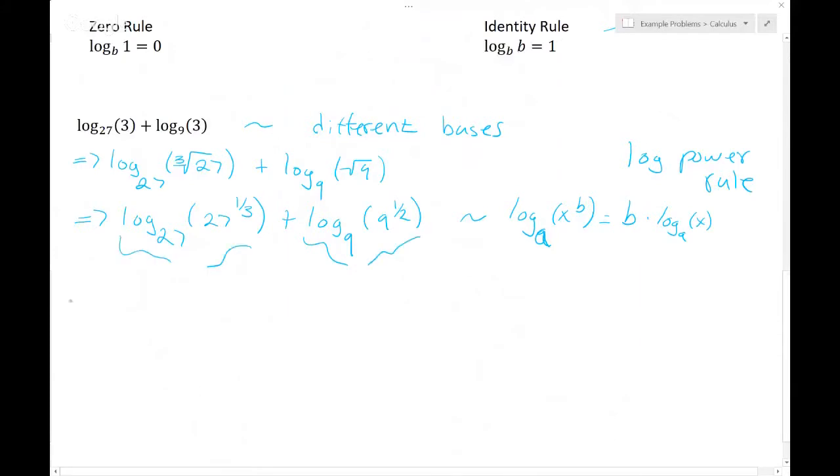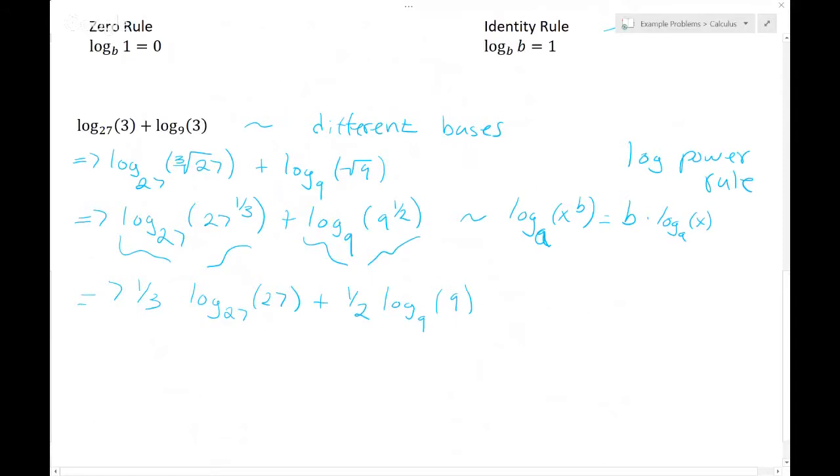And so we can use this to convert our two parts here into 1/3 log of 27 plus 1/2 log of 9, by moving these exponents out to the front, since we can according to this law.